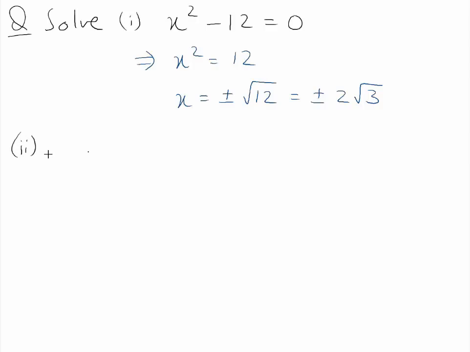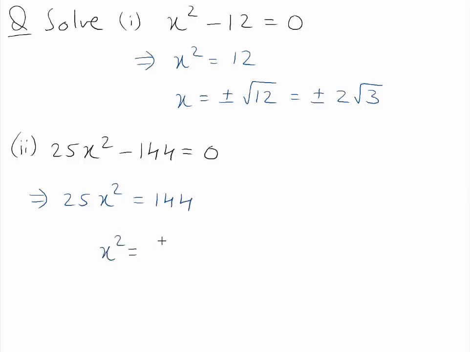Another question: 25x square minus 144 equals 0. So we can write 25x square equals 144. So x square equals 144 by 25. This implies x equals 12 by 5, and that is plus minus. So this is the solution, or the roots, of this equation.